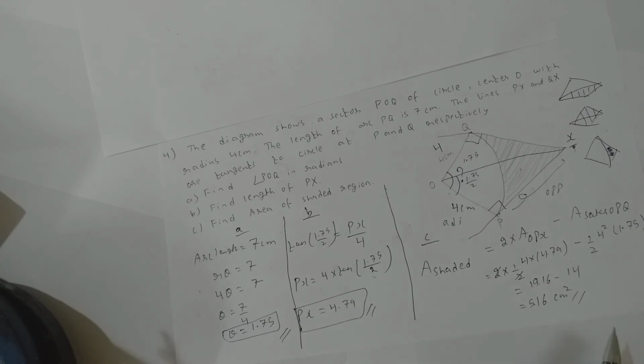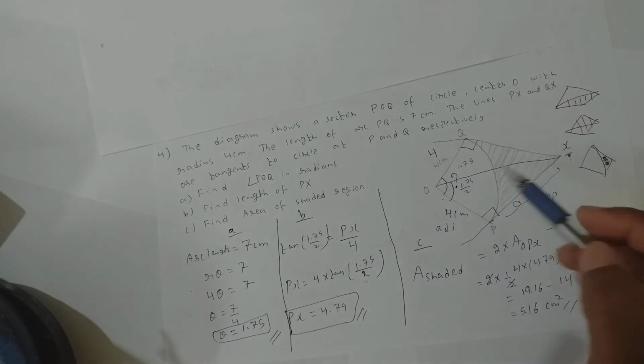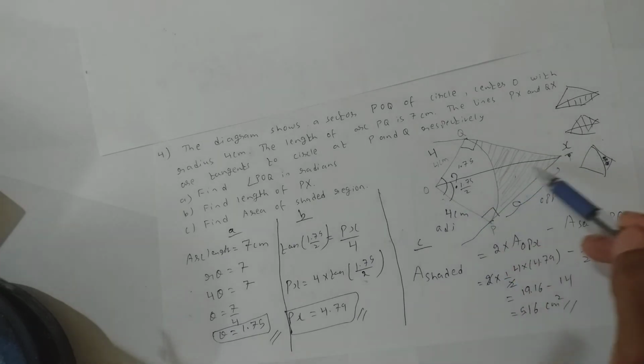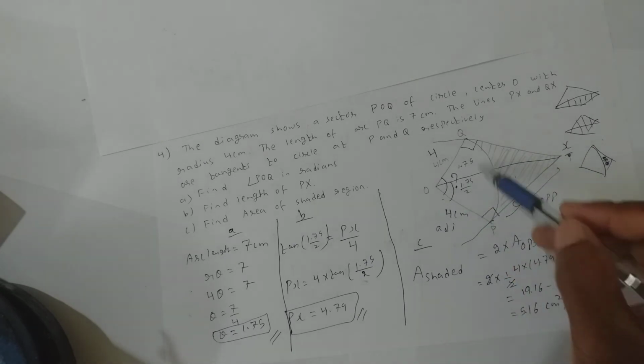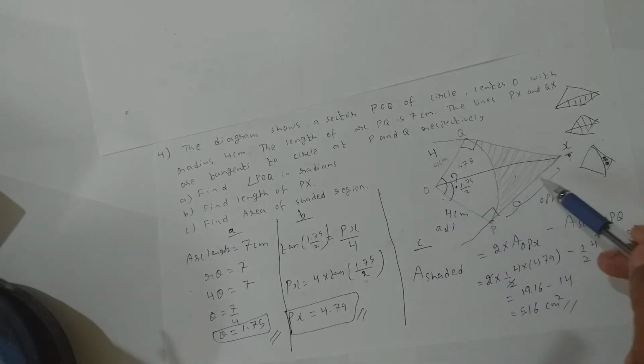Am I clear? Is this question clear? I wanted this area. So this triangle area I found into 2 will give me the entire area. From the entire area, if sector is removed, I will get the shaded region. You need to analyze it carefully.